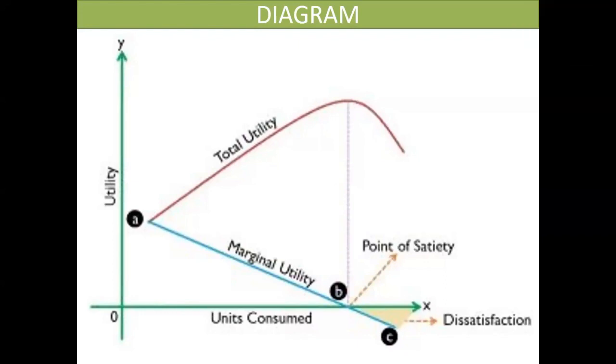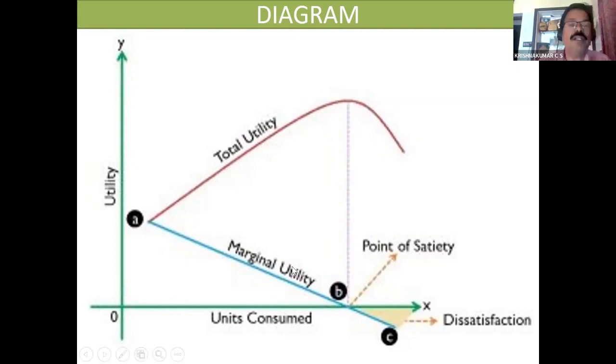This pink colored curve is the total utility curve. We know it is increasing at a diminishing rate till a certain point, I mean, till marginal utility becomes zero. Marginal utility right from the beginning keeps on falling. Then it becomes zero. It can even become negative.